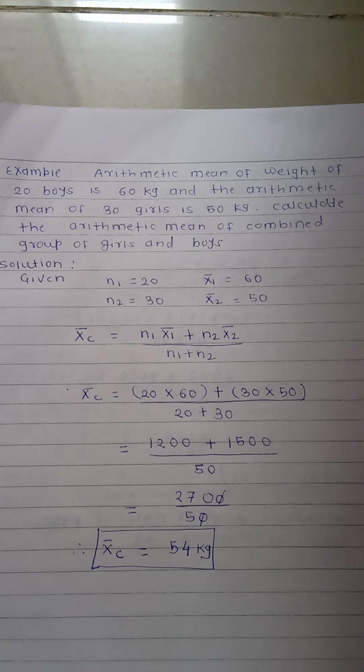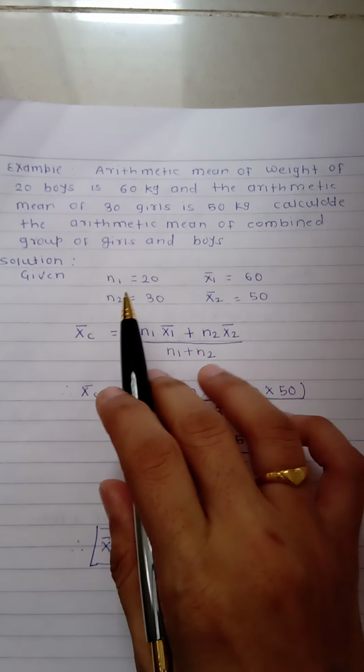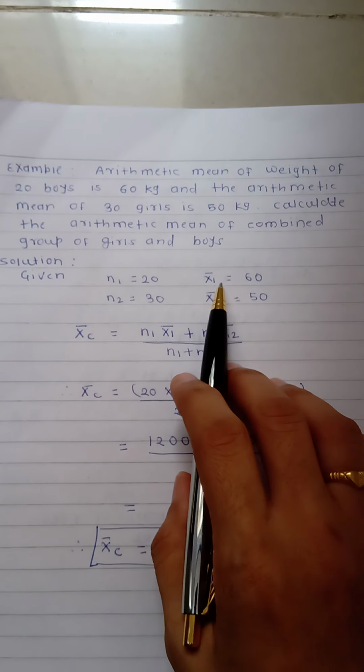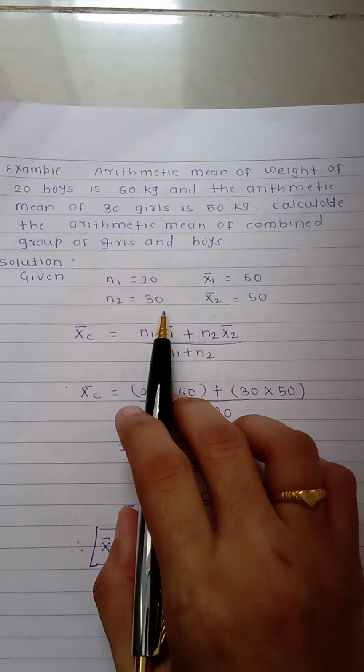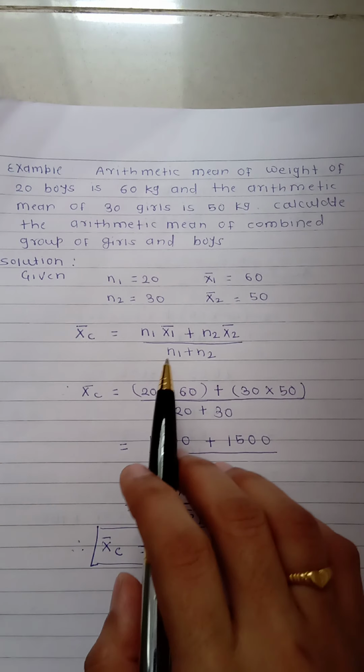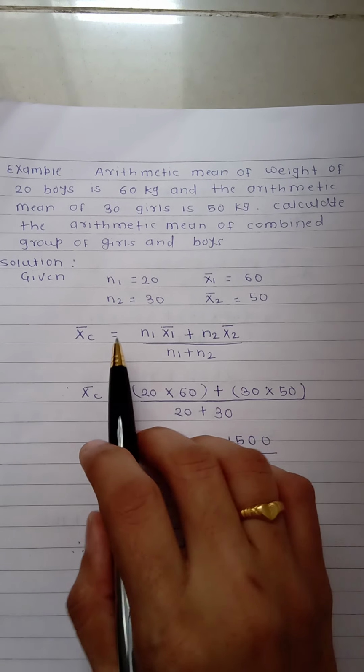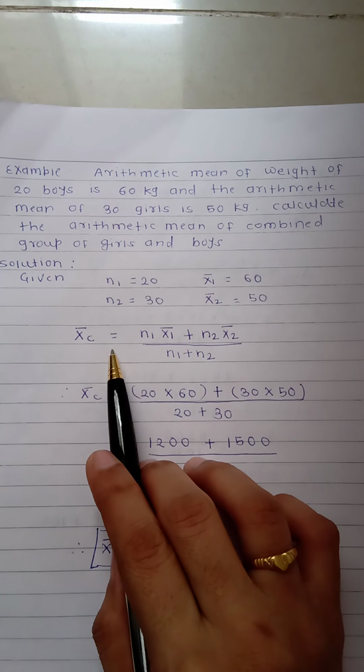In this example, let us assume that n1 equal to size of first group, that is number of boys, n2 equal to size of second group equal to number of girls, x1 bar equal to arithmetic mean of weight of 20 boys, x2 bar equal to arithmetic mean of weight of 30 girls. Let us write down this information in terms of notation. n1 equal to 20, x1 bar equal to 60, n2 equal to 30, x2 bar equal to 50. In order to find combined mean, we have to substitute these values in our formula.